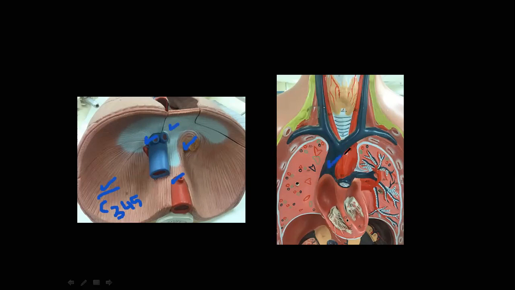Who can tell me this vein? Superior vena cava. It is formed by the union of two veins, right and left brachiocephalic. What is the name of this arch? Arch of aorta. Yes. And this is the right lung, and this is the left lung. Okay, good. This is the trachea, okay?